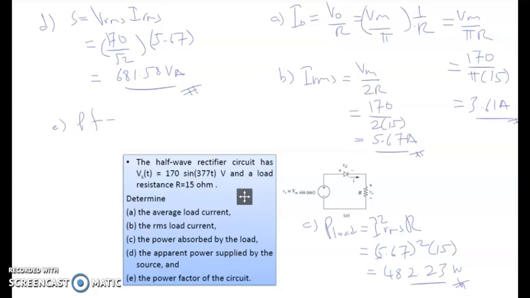So you will get your power factor by dividing P over S. 482 divided by 681. So you will get 70.8%. So this is the tutorial number 1. Okay, we go to the tutorial number 2.